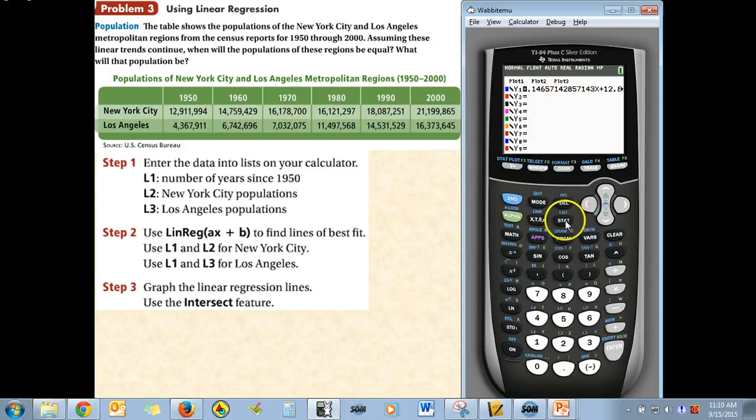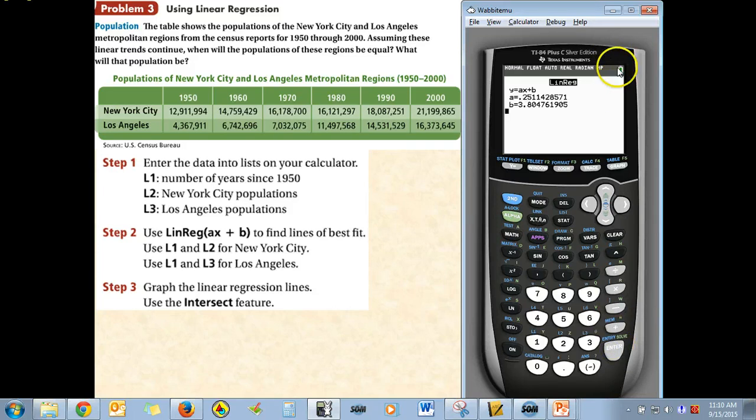Alright, so now let's do the same thing for L1 and L3 for Los Angeles. So I'm going to go back to Stat, Calc, Linear Regression Line. Now this time I want my x values to be L1, but my y values I want to be L3. So I'm going to do second list, and I'm going to select L3, and now it's L1 and L3, and I want to store that regression equation as y2. So variables, y variables, function, y2.